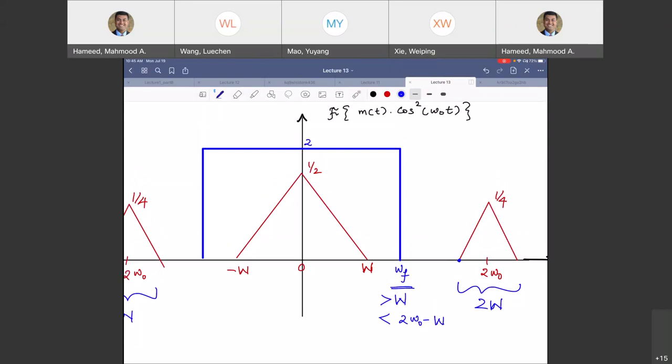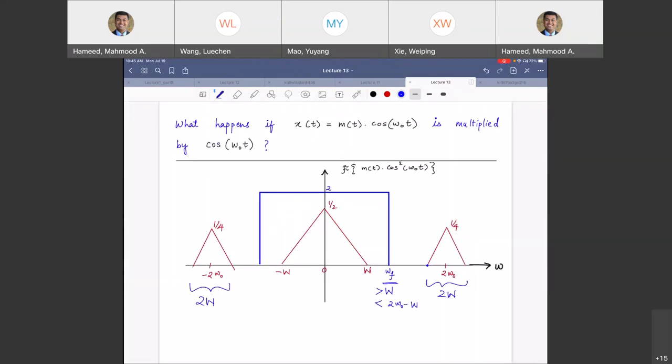So when I'm filtering, what am I doing in the frequency domain? Am I multiplying in frequency? Yeah, exactly that, right? When I'm filtering, I'm multiplying in the frequency domain. I'm multiplying 3 triangles with a rectangle in the frequency domain, so as to reject the double frequency terms. So if I'm multiplying in frequency, what am I doing in time? I'm convolving m of t multiplied by cosine squared omega naught t with what? With a sinc, right? You guys see that? Yeah?